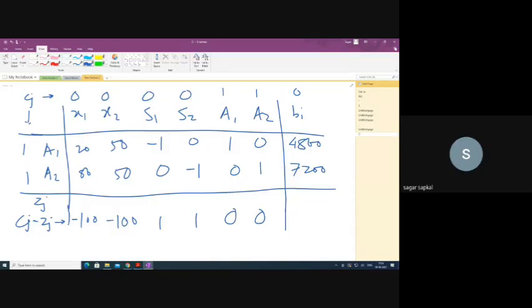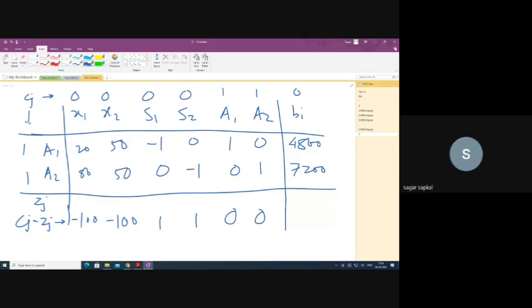Now, is this solution optimal? No. Why is it not optimal? Negative values of Cj minus Zj are present. Now you have to choose the column with the largest negative Cj minus Zj. But here there are two values with the same value. Okay. The same largest negative value. Am I right?